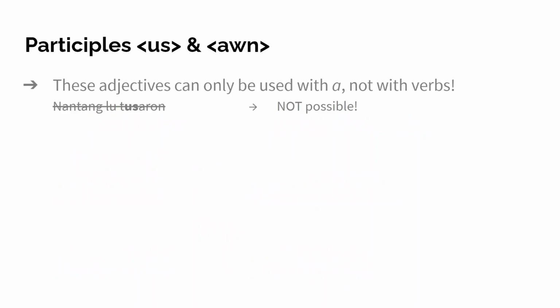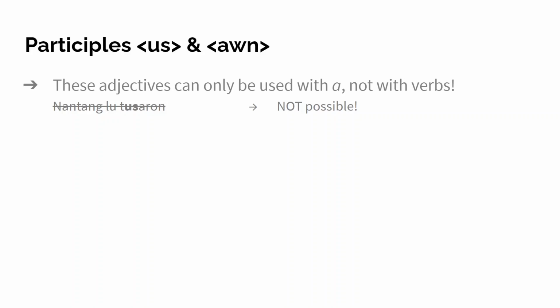These adjectives can only be used with a, not with verbs. So, for example, with lor, beautiful, I can say lora nantang, or nantang alor, the beautiful nantang, but I can also say nantang lulor, or nantang lam lor, so the nantang is beautiful, or the nantang seems beautiful.